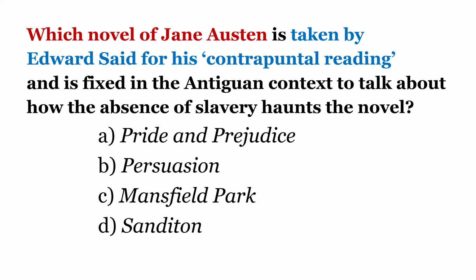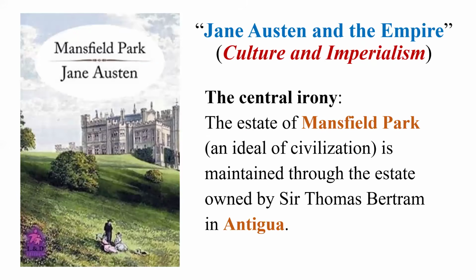Edward Said is known for his contrapuntal reading. Through this reading, he exposes the imperialist thoughts hidden in classic works like Jane Austen's work. So which work? Option A, Pride and Prejudice. B, Persuasion. C, Mansfield Park. D, Sanditon, which is also written by Jane Austen. Answer C, Mansfield Park. So what you can do, you can read Edward Said's Culture and Imperialism.